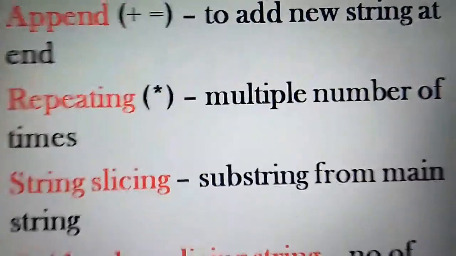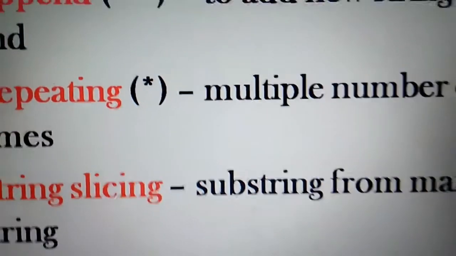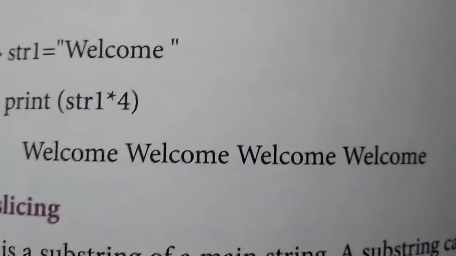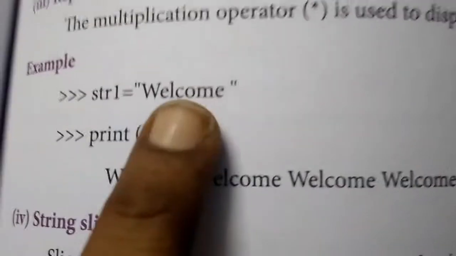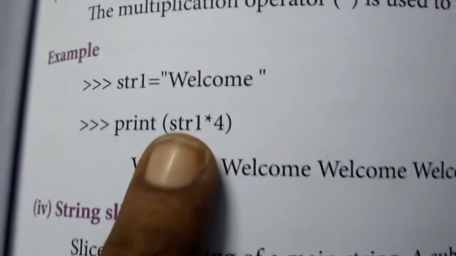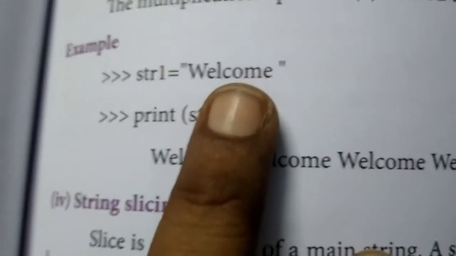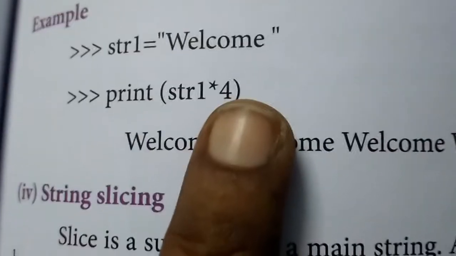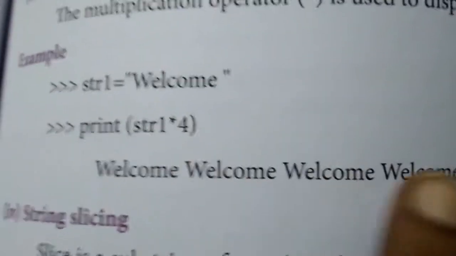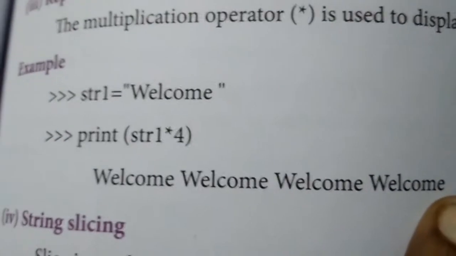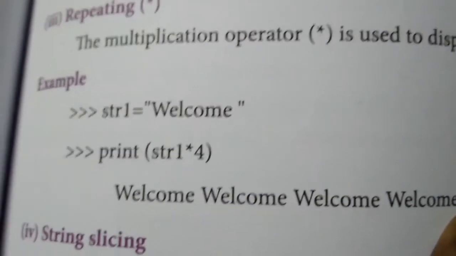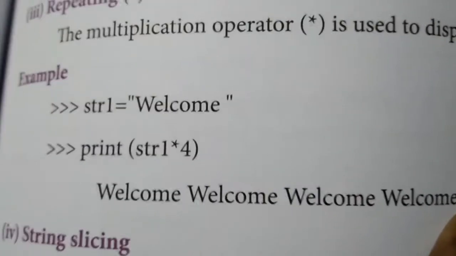For that alone I am going to use a star symbol. Let me see the example that is given in the book. I am having a string value, welcome, and I'm printing the string value. I need this welcome to be repeated 4 times. That's why I'm giving star 4 here. So the output will be welcome, welcome, welcome, welcome. 4 times the welcome will be displayed using this repeat operator.